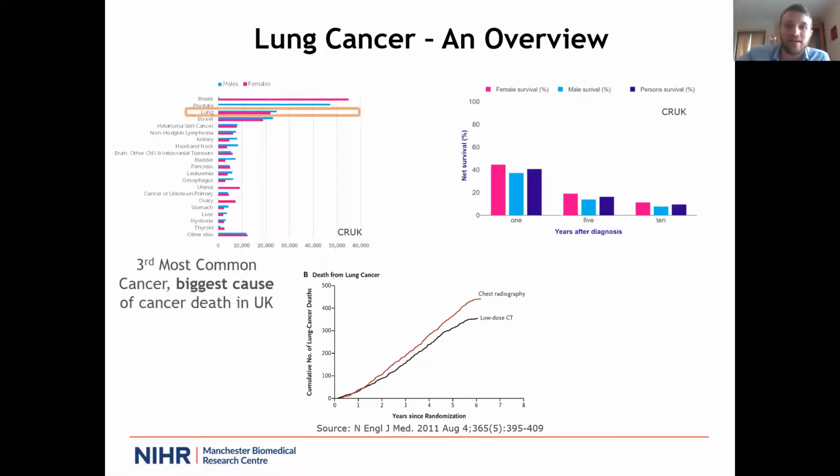So first of all, as Sarah mentioned, lung cancer is really common. It's the biggest cause of cancer death in the UK. It's the most common cause of cancer worldwide.